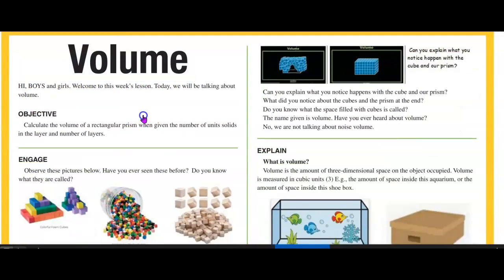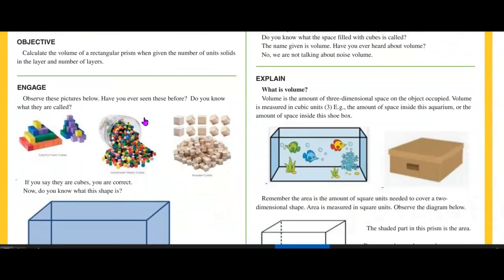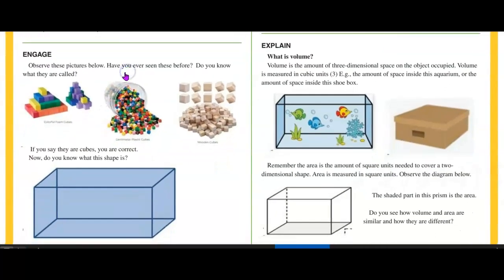In this episode, we'll be talking about volume. Our objective is to calculate the volume of a rectangular prism when given the number of unit solids in the layer and the number of layers.